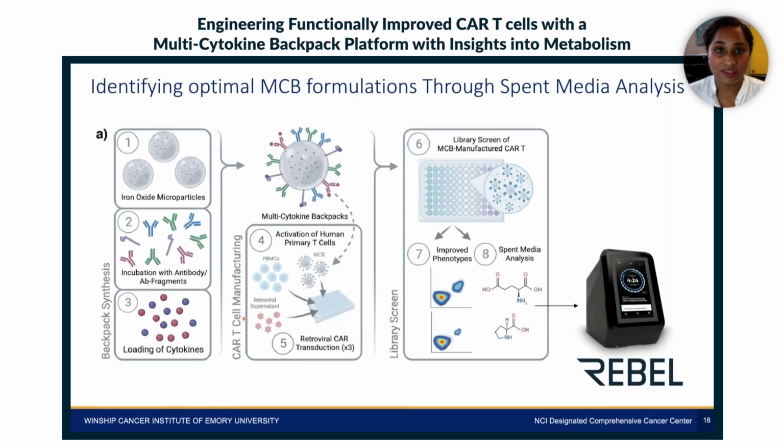Next, as I mentioned, within our library screen we used multidimensional flow cytometry in our 96-well format, but given the format of how we manufactured these, it lent itself very well to doing spent media analysis with the Rebel machine. As a very small amount of supernatant was needed for these analyses, we were able to harvest supernatant from our screen and send it through the Rebel for spent media analysis.